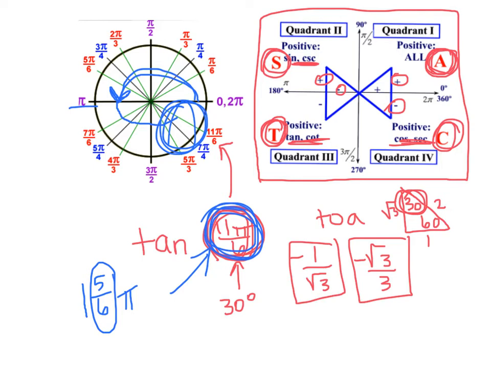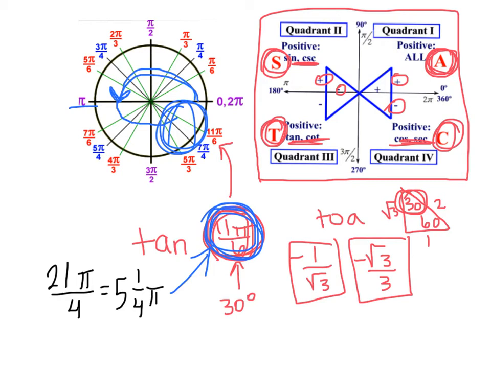And just another example would be, let's say I'm going to make this really interesting, 21 pi over 4. Okay, improper fraction. The first thing you want to do is break it down into a mixed number. So 4 goes into 21 how many times? 5 times, right? And then there's just a 4th left over. So we're going to go around the circle 5 and 1/4 pi times.